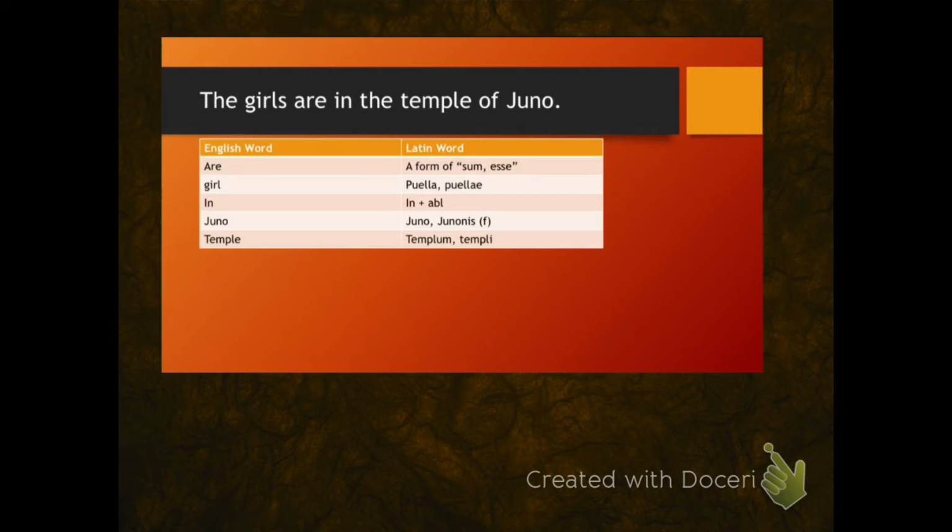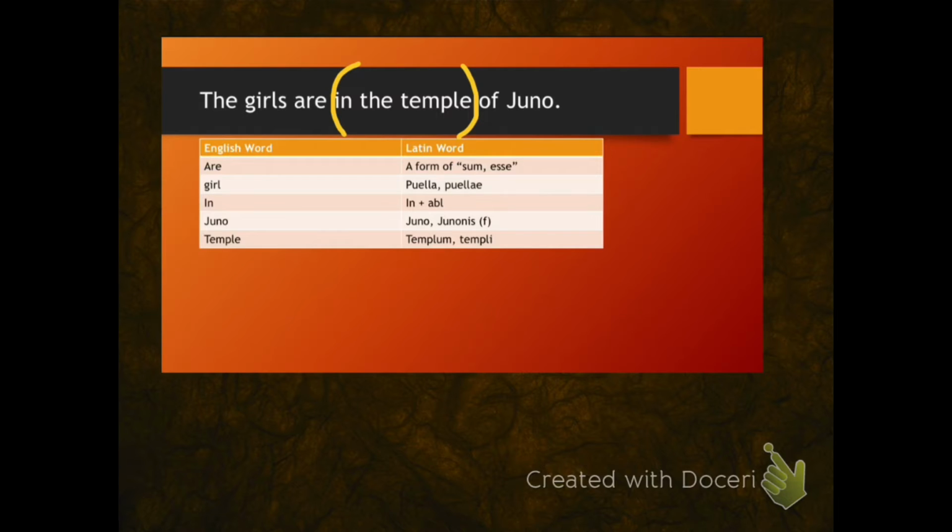The girls are in the temple of Juno. To correctly write this sentence, the first thing that you want to think about is where are the prepositional phrases in this sentence? We see that in is the Latin word in plus the ablative, which makes in the preposition or the beginning of the prepositional phrase. Remember that a prepositional phrase ends with the object of the preposition. So what are we in? We are in the temple. That makes in the temple the entire prepositional phrase.